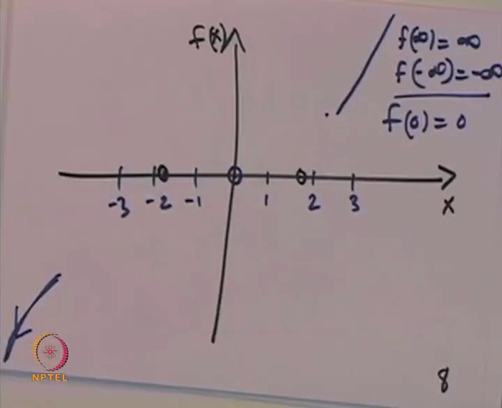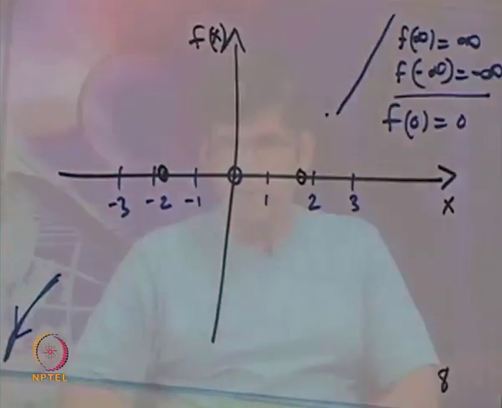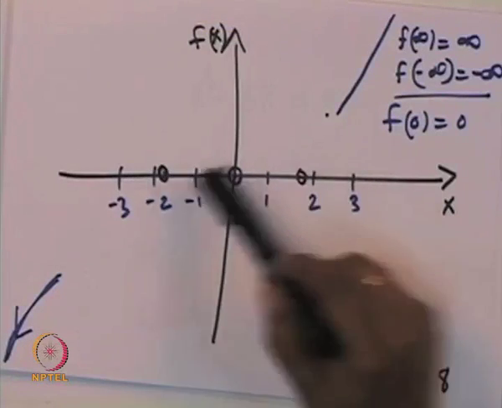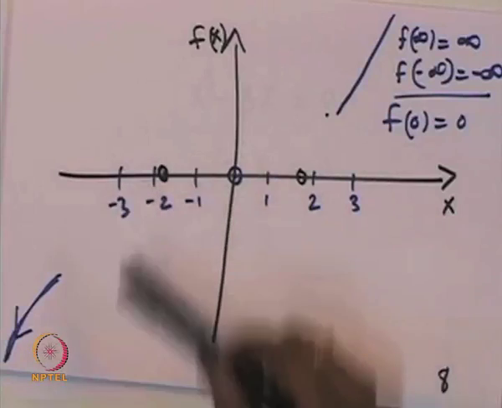Now let us look at the next thing in the recipe. Sorry, I forgot to say one thing: even at x equal to 0, if you put x equal to 0, you still get the function 0. So there are 3 points. If you look at this point, and this point, and this point, these are the 3 points where the function will reach 0.